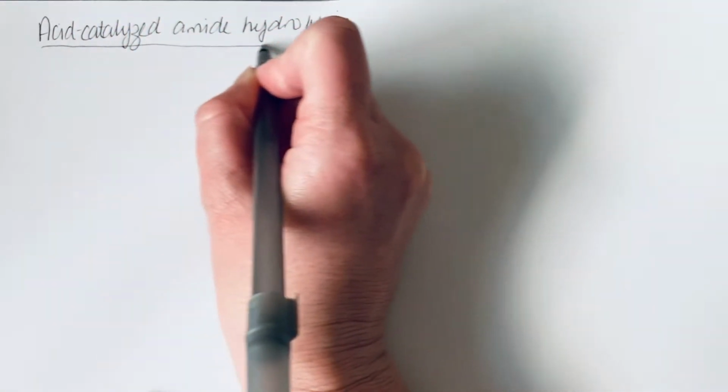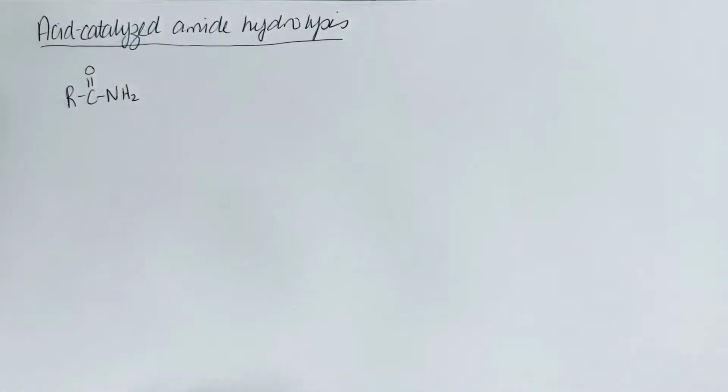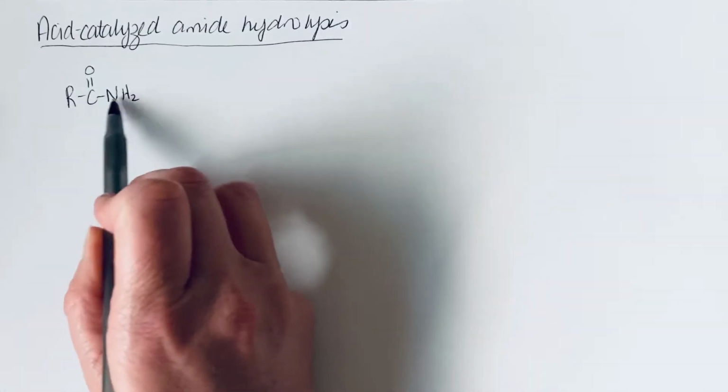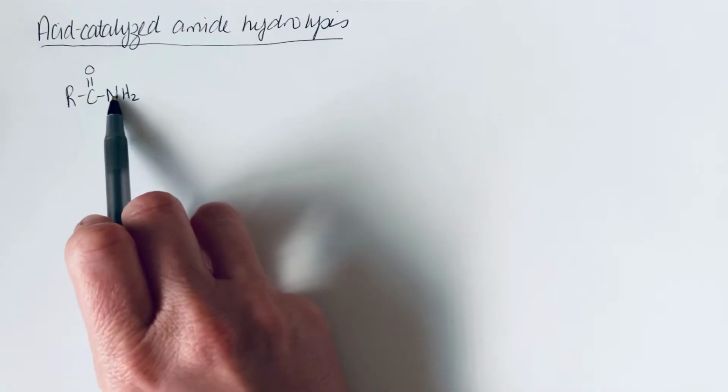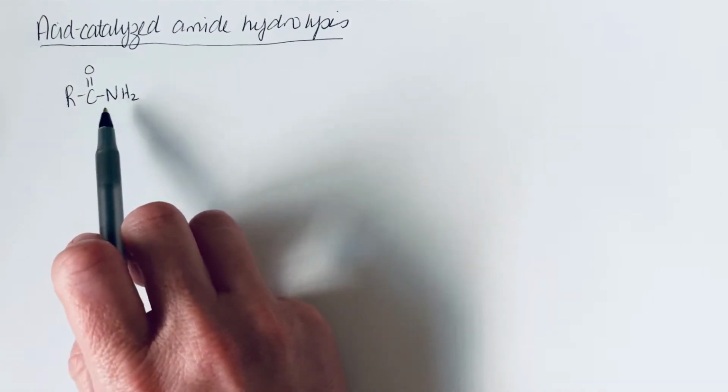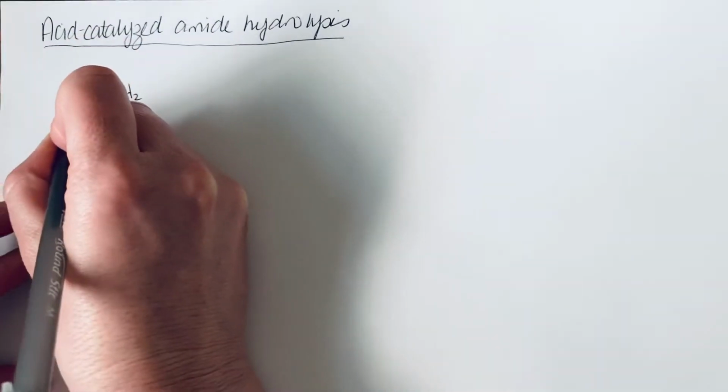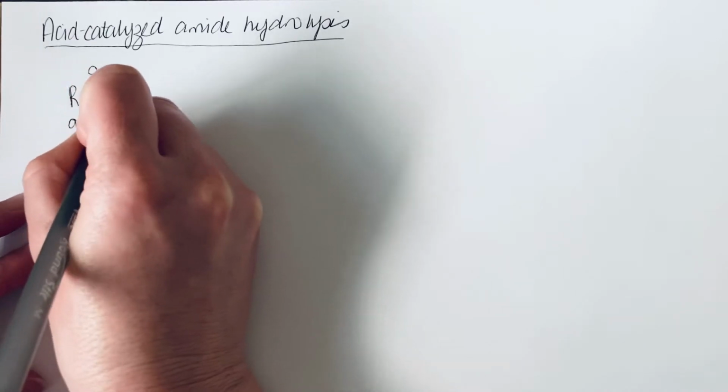In this video, we're going to look at the acid-catalyzed hydrolysis of amides. Amides are not particularly reactive, so you're looking at something with this general structure. I drew a primary amide by putting 2 hydrogens on the nitrogen. You could also have up to 2 R groups on that nitrogen as well, and it would still be part of this same functional group.